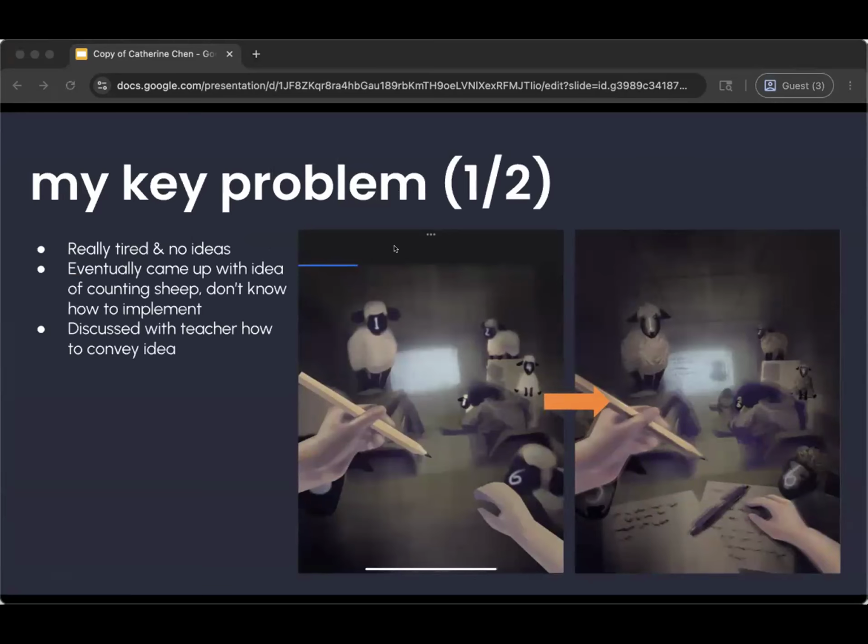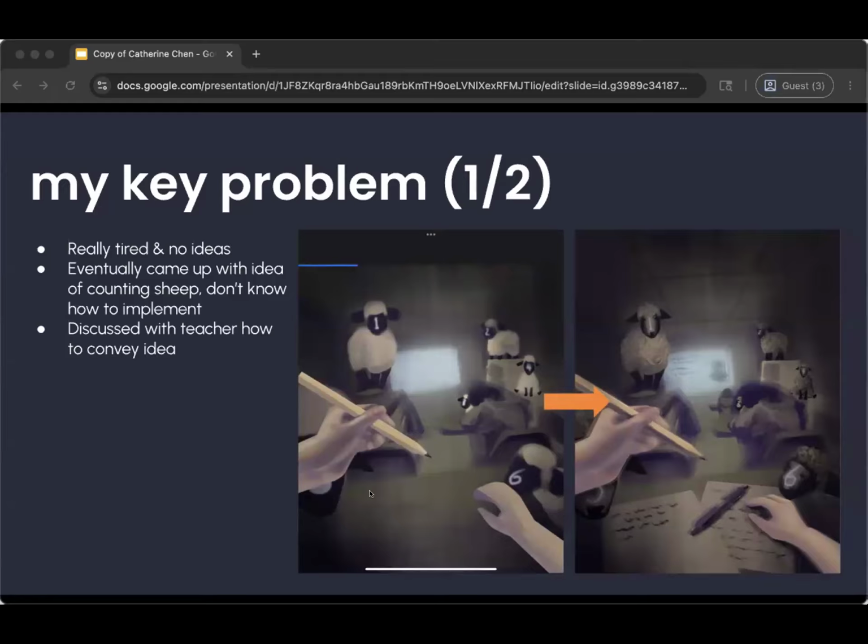I guess my main problem was that there was this one day where I was really tired and I had no ideas. I kept writing "tired" on the mind map that we use to come up with ideas to create our pieces. Eventually I came up with the idea of counting sheep, but the way I implemented it, I feel like it wasn't very strong.